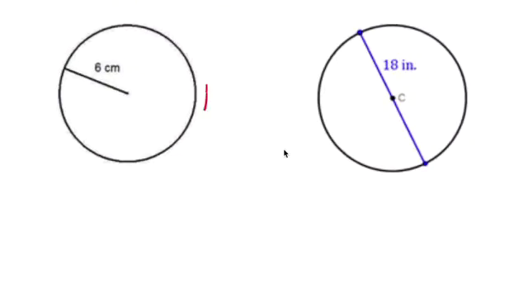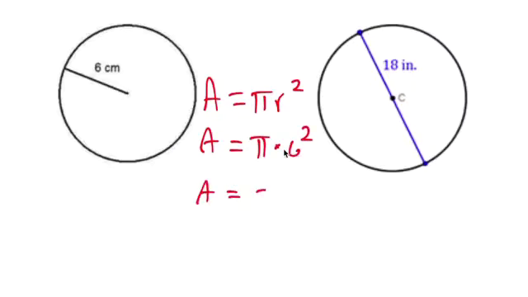Area is pi r squared. Area is pi times 6 squared. So area is 36 pi centimeters squared.